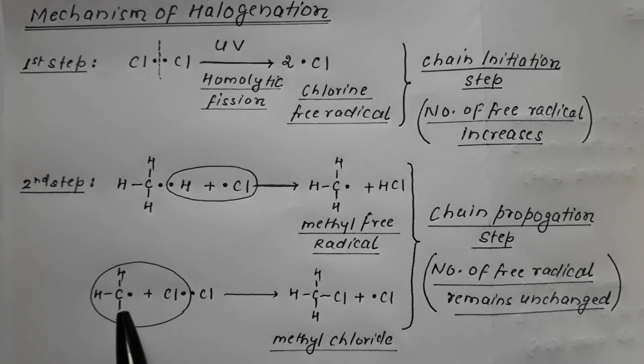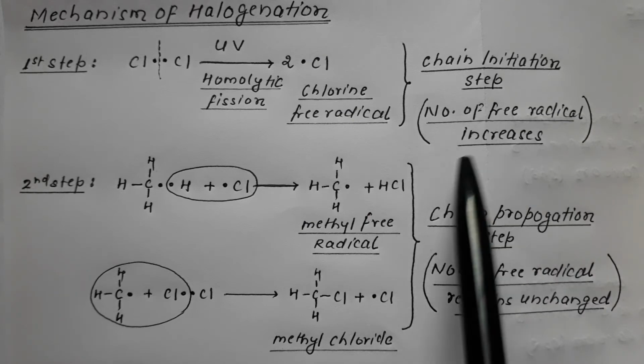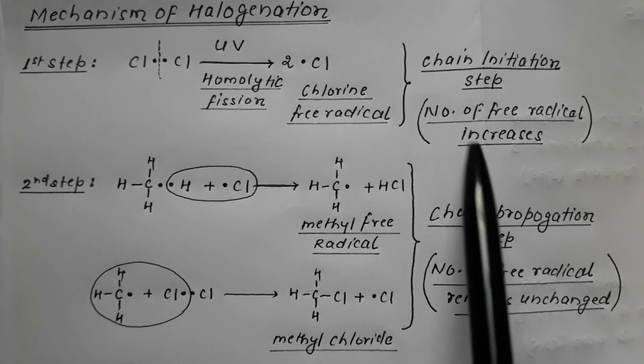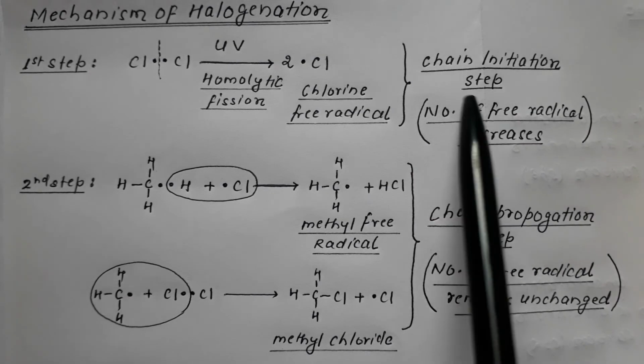Now this methyl free radical then attacks the chlorine molecule, converting into the product, and chlorine free radical is left over. Again, on the reactant side there is one free radical, that is methyl free radical. On the product side again there is one free radical, that is chlorine free radical. So the step in which the number of free radicals increases is termed the chain initiation step.